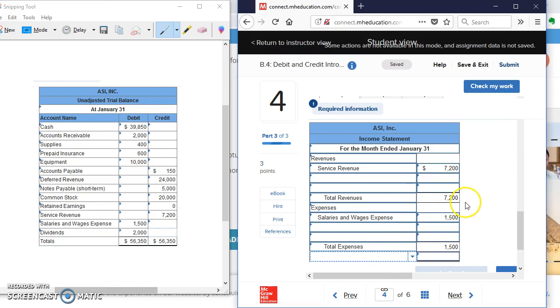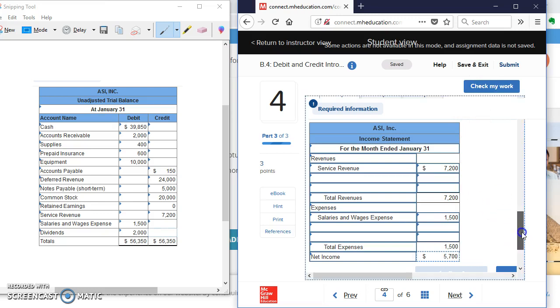And then all we do all day, all night on an income statement, the bottom line is your net income. Net income is on the bottom line of the income statement. We take our 7,200 in revenues minus my 1,500 in expenses, and I get $5,700, right? So there's your income statement. So let's go to the statement of retained earnings.